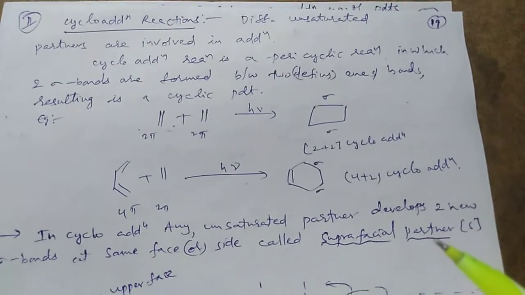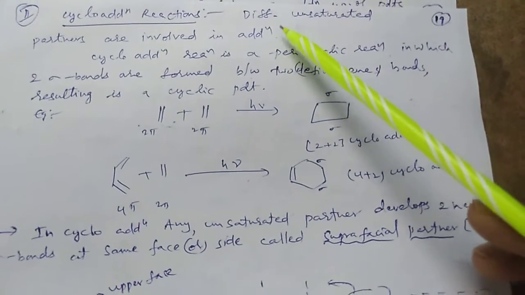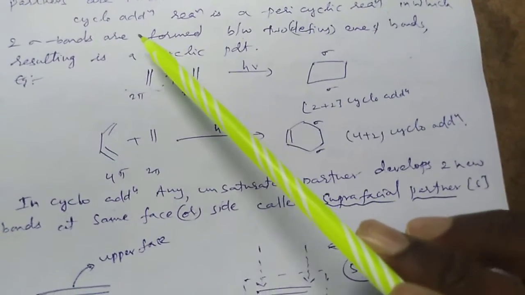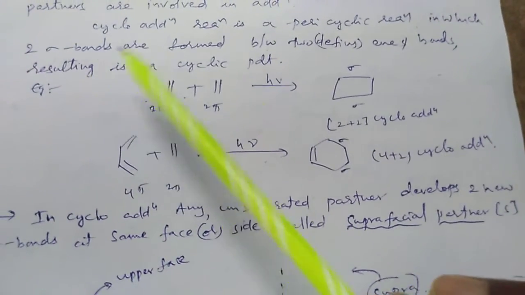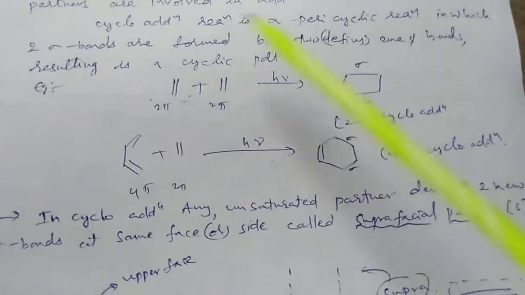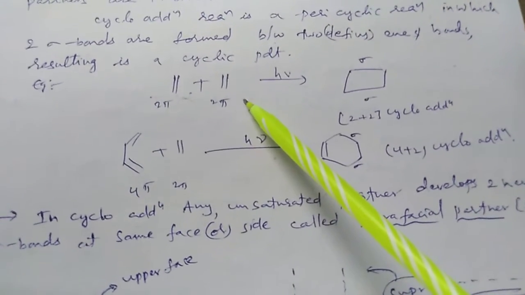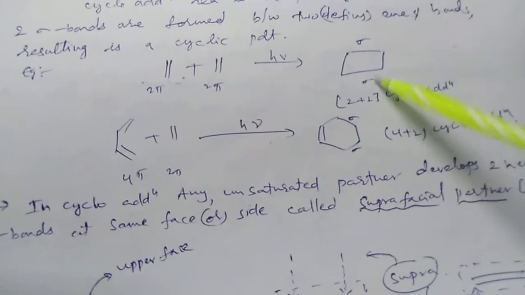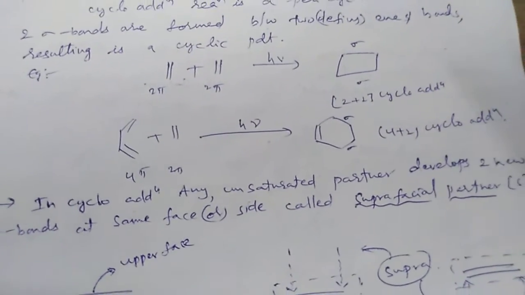The second pericyclic reaction is the cycloaddition reaction. It can be defined as different unsaturated partners being involved in addition, where a cycloaddition reaction is a pericyclic reaction in which two new sigma bonds are formed between two ene bonds, resulting in a cyclic product. For example, two pi electrons of an ene react with two pi electrons of another ene. It gives cyclobutane, where two new bonds are formed. So this reaction is a 2+2 cycloaddition because a cycle is formed.